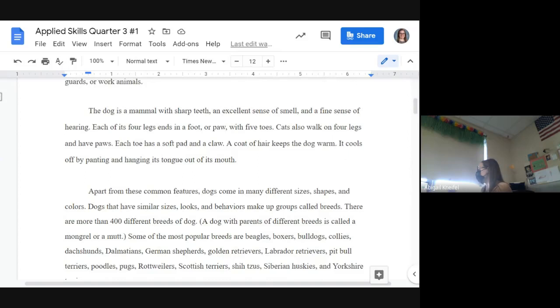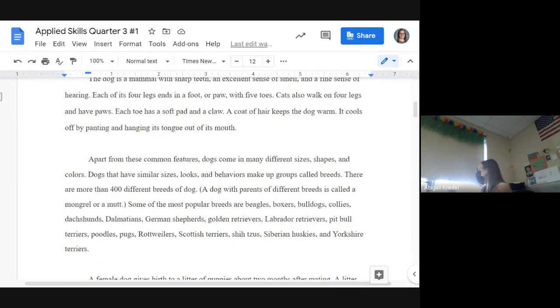Apart from these common features, dogs come in different sizes, shapes, and colors. Dogs that have similar sizes, looks, and behaviors make up a group called breeds. There are more than 400 different breeds of dogs. A dog with parents of different breeds is called a mongrel or mutt. Some of the most popular breeds are beagles, boxers, bulldogs, collies, dachshunds, Dalmatians, German shepherds, golden retrievers, Labrador retrievers, pit bulls, terriers, poodles, pugs, Rottweilers, Scottish terriers, Shih Tzus, Siberian huskies, and Yorkshire terriers.